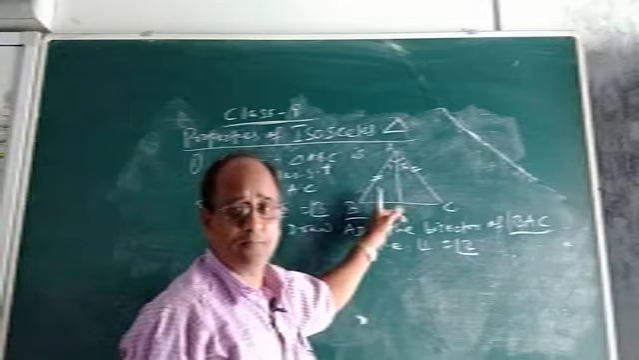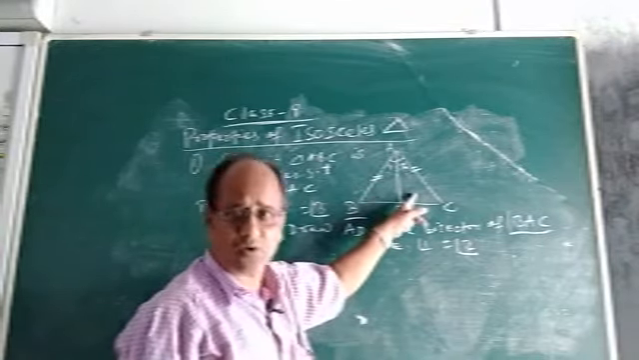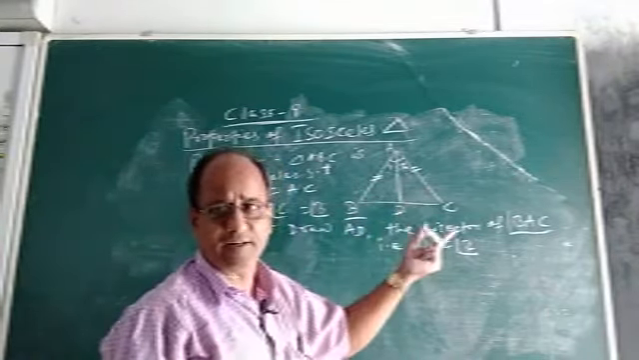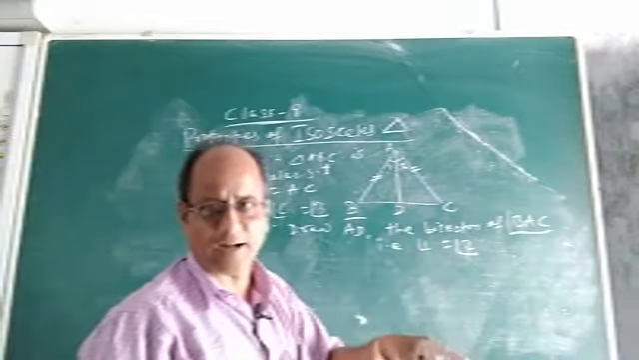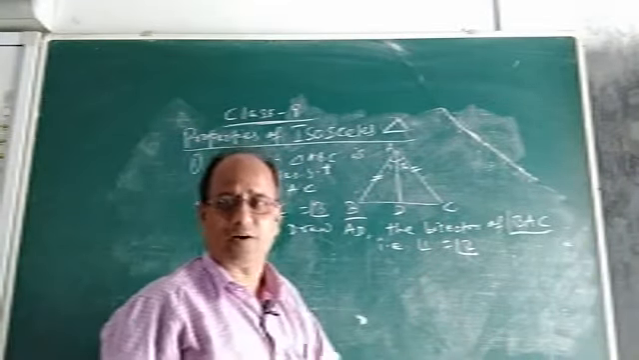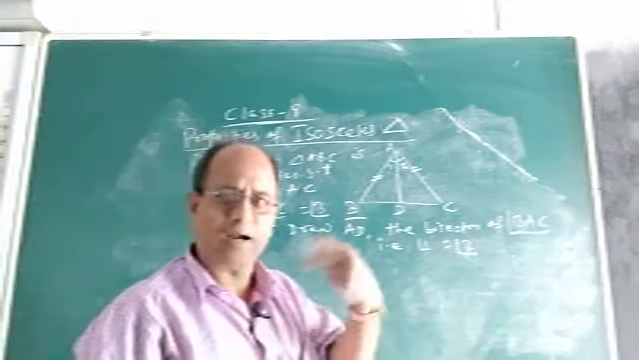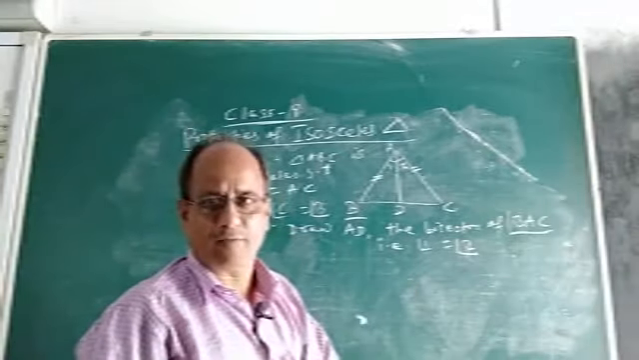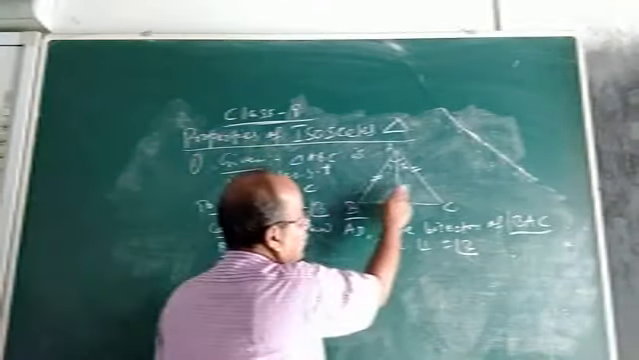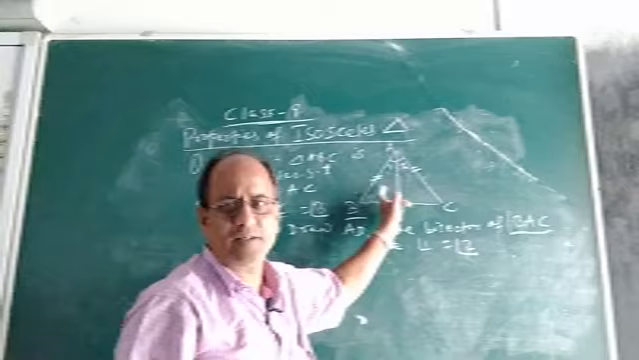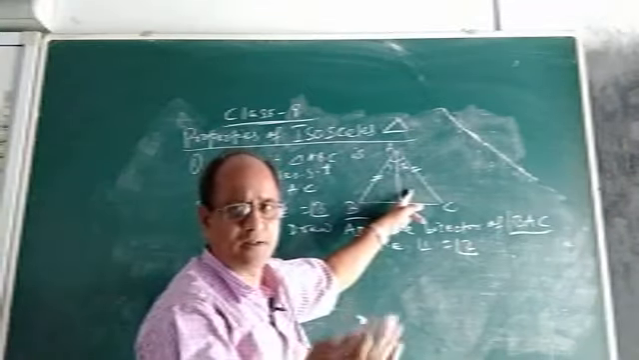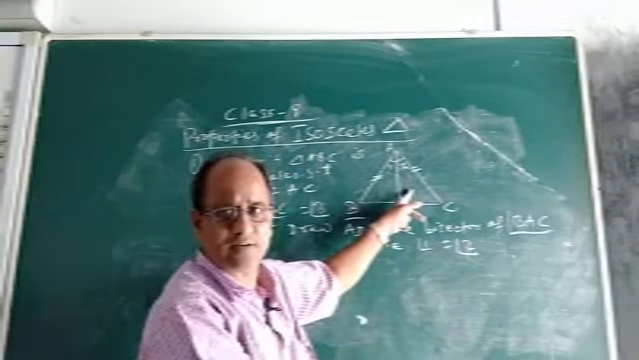So if we can prove that these two triangles are congruent, then by CPCT, corresponding parts of congruent triangles, angle C will be automatically equal to angle B, and our proof will be over. Okay. So take the congruency of these two. Then how to prove these two are congruent? See, very simple. You know the different criteria we discussed just now.